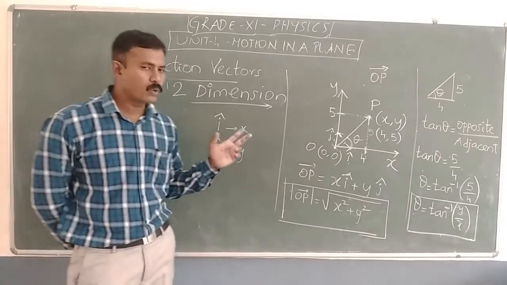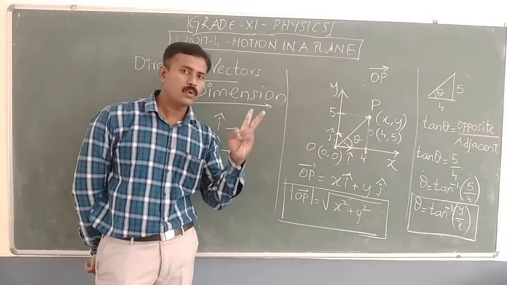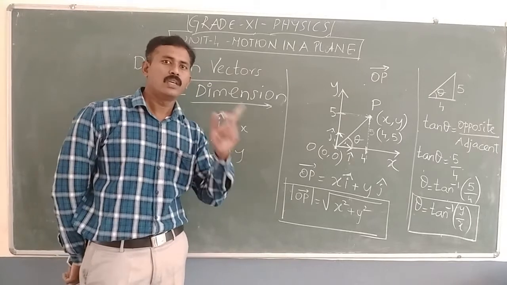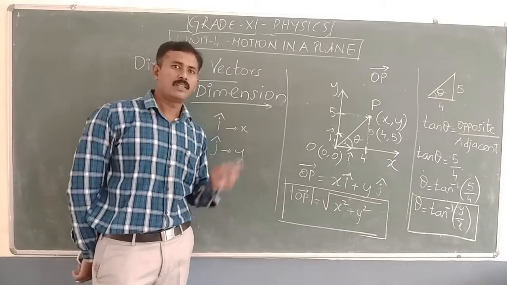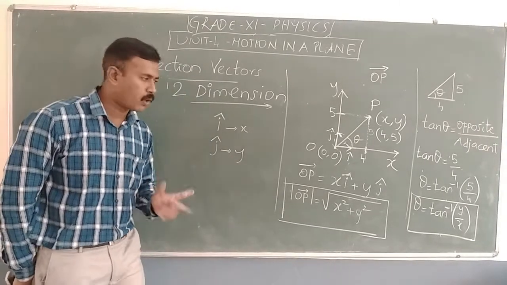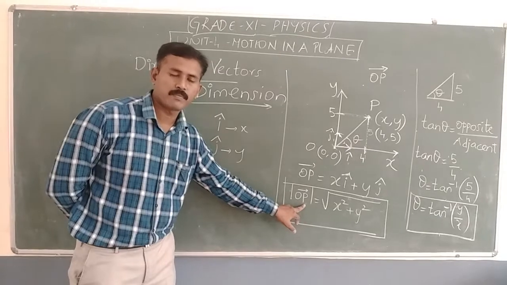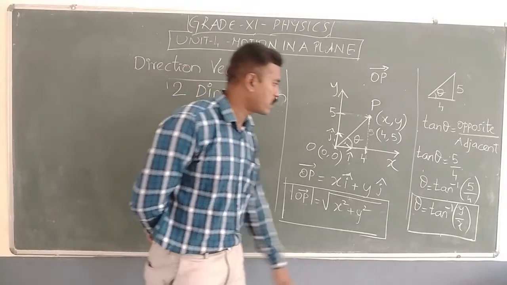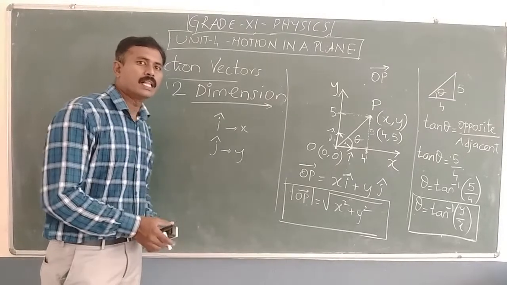A two-dimension vector includes the x-axis and y-axis, or if you take any two axes, a two-dimension involves only two axes. For positioning a point in two dimensions, you need two axes. Then a position vector will be drawn from the origin. To find the length of the position vector, use this formula. Then to find the slope of that position vector, use this formula. Clear? Next, I will teach you the three-dimension vector.